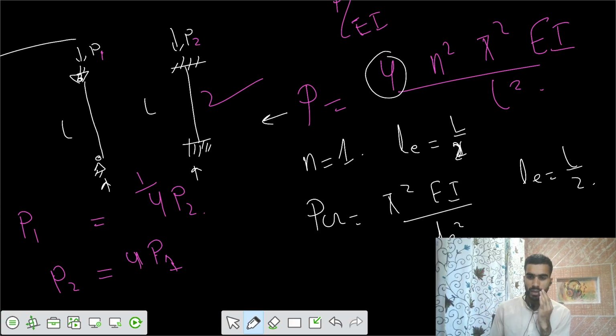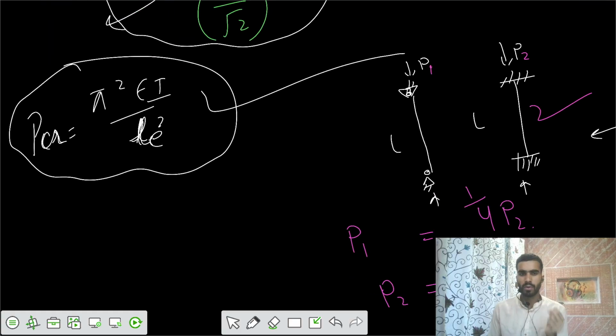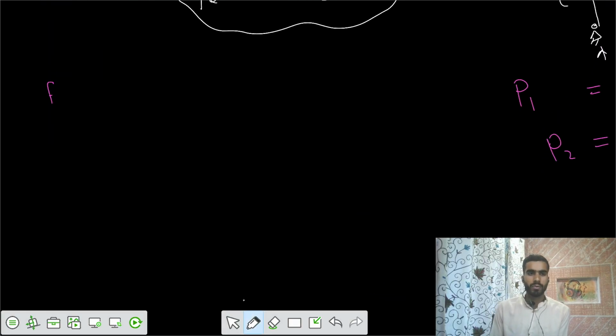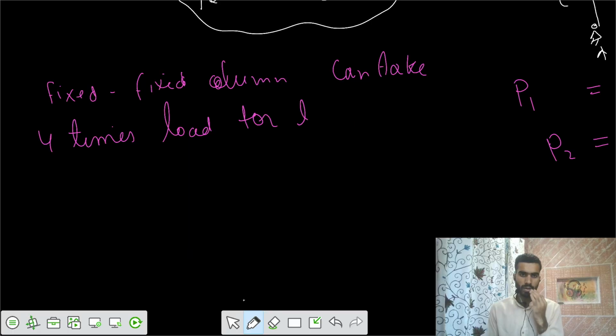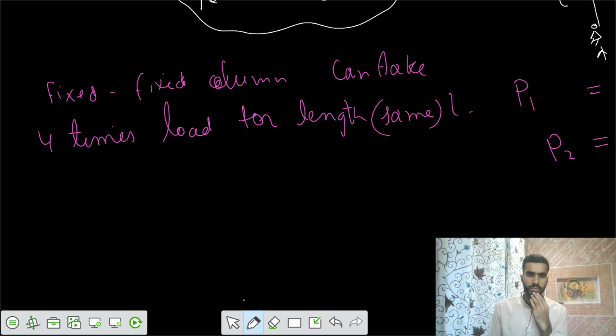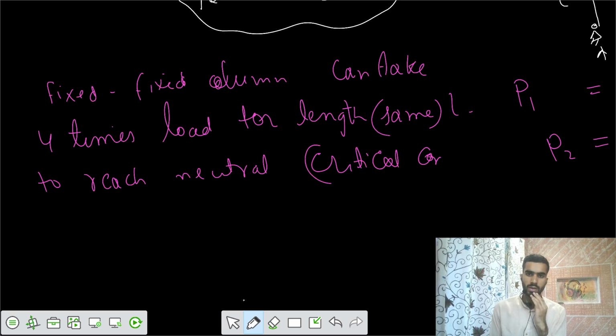So let's write that statement: your fixed column can take 4 times the load for the same length L, to reach that neutral equilibrium, or to reach that critical load, that critical condition, as that of the pinned column.